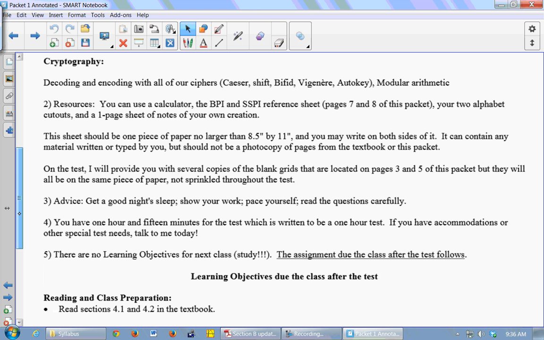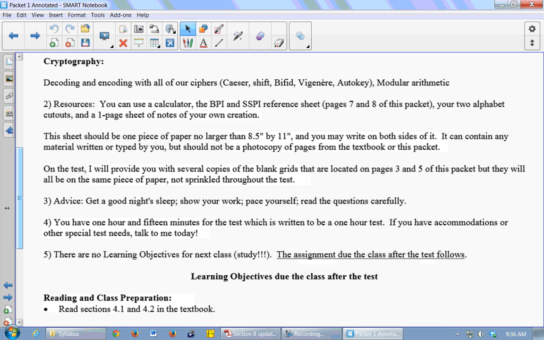All right, and then our last topic, cryptography. You should be able to decode and encode with all of our ciphers. Caesar, shift, another kind of shift, right? Caesar is just an example of a shift cipher. I could give you some other shift. Bifid, that's the 5x5 square. Vigenère, that's the keyword over and over and over again. AutoKey, that's the keyword plus the message itself. And we also did a small foray into modular arithmetic.